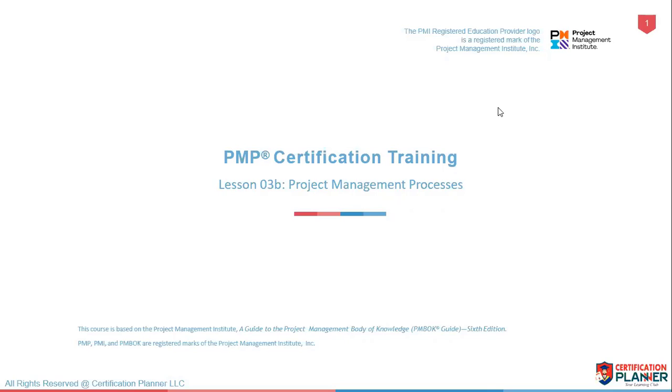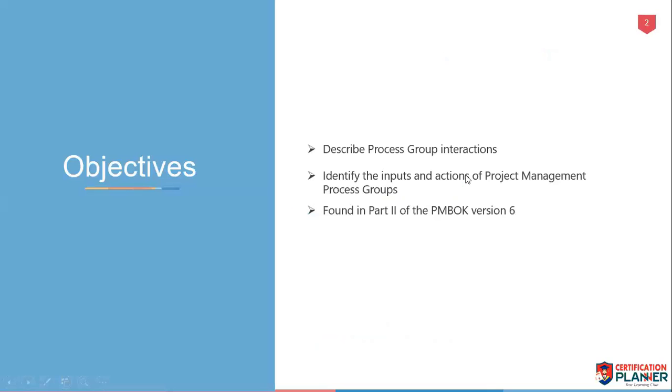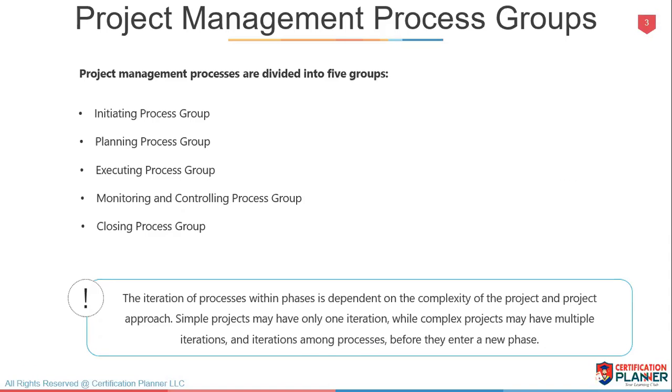In this lesson, we're going to cover the project management processes. So what we're going to do is discuss process group interactions. We're going to talk about the inputs, and then we're going to talk about where that's located in PMBOK. Before we get started, let's talk about the 5 groups. So we have the initiating group, the planning, the executing process group, the monitoring, controlling, and the closing process group.